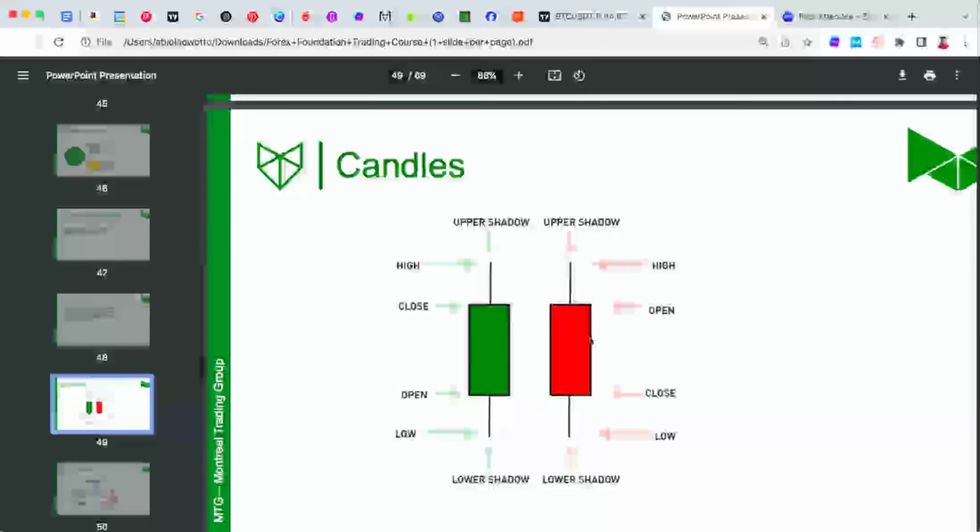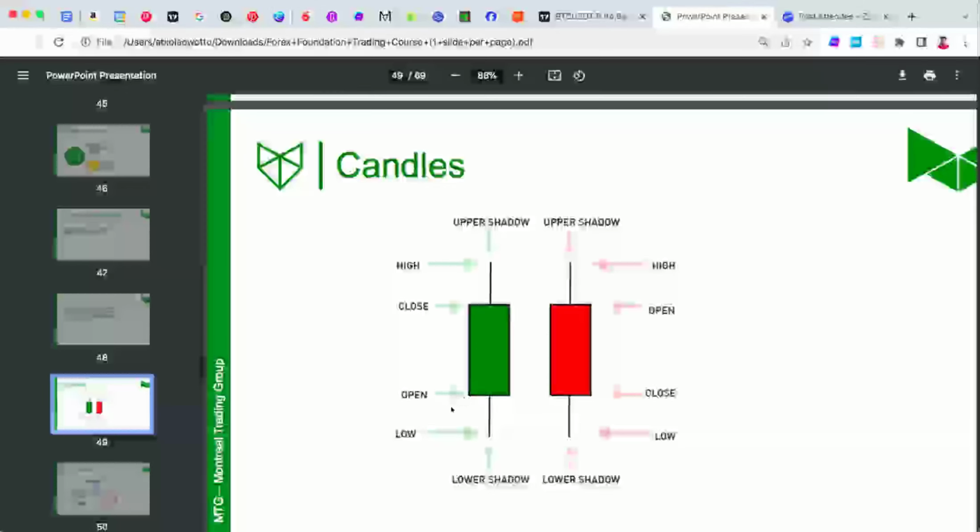Those are trading terminologies. When you hear bullish, it means the asset we are trading is going up. When you hear bearish, the asset we are trading is moving in a downward direction.